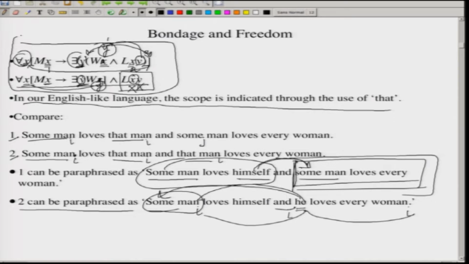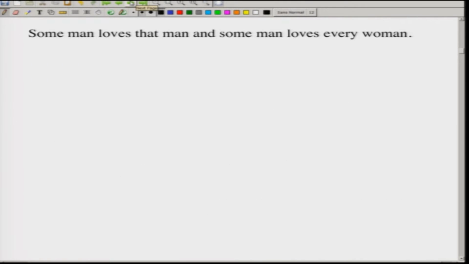In our English-like language, once again, this is easier than it is in real language. It is easier because we consistently say all these things. Some man loves that man, and some man loves every woman. We can understand that here the binding gets cut, or disconnected, and in the second one, some man loves that man and that man. Here the binding goes on. Now we can see that these two sentences have very different derivations, and this is a very important thing to understand.